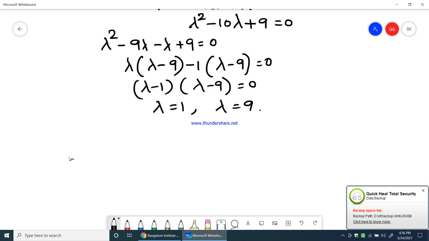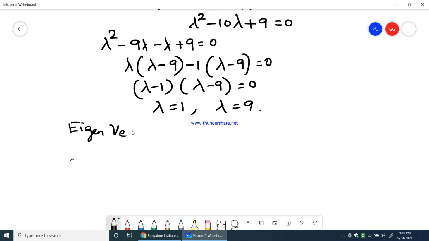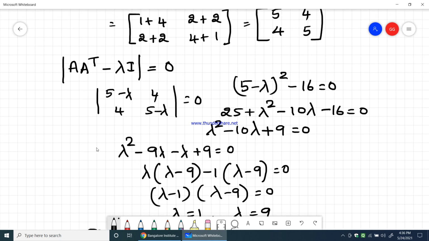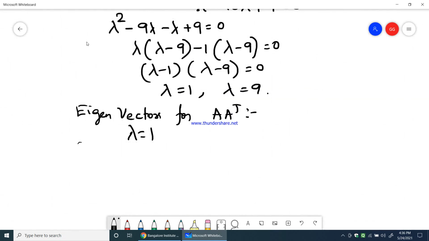Now I will try to find out the eigenvectors for A into A transpose. So first, when lambda equals 1. So what is A into A transpose minus lambda I? You go back to that. So it is 5 minus lambda, 4 and 5 minus lambda. So therefore it is A into A transpose minus lambda I into x. So into u I will write now, because we are finding u in this, equals 0.